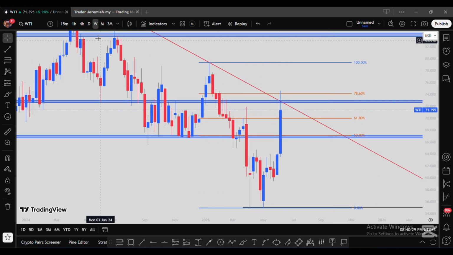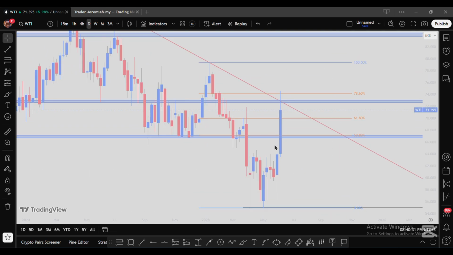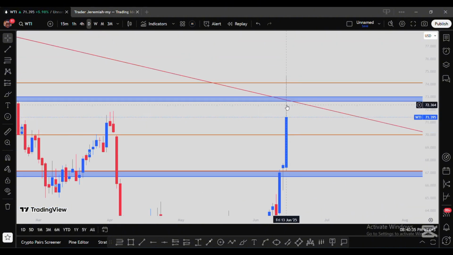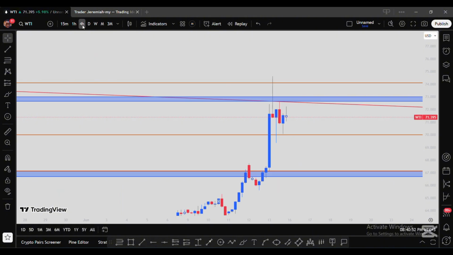If I go to the daily time frame, price was currently rejected from this level. Like I said, price was rejected from the 78.6 Fibonacci level, rejection at the trend line level, and also rejection at the major resistance level. So there was a high chance of price getting rejected from here and moving back to the downside completely. On the 4-hour time frame is where I'll be looking to get into a sell trade.